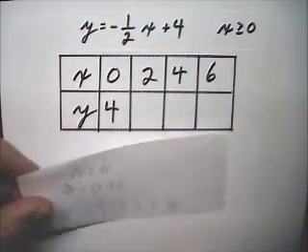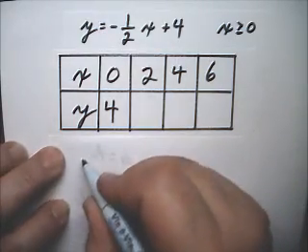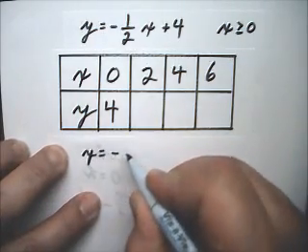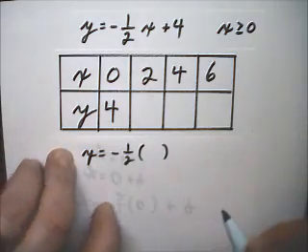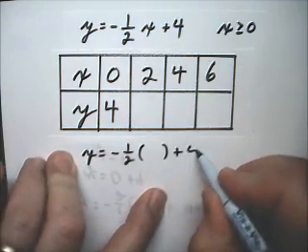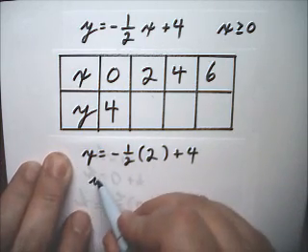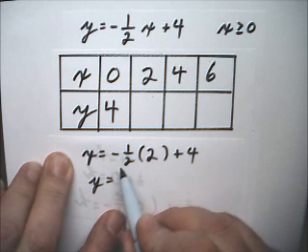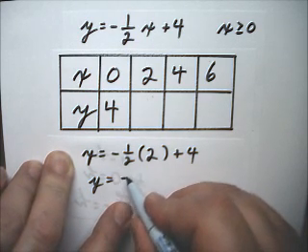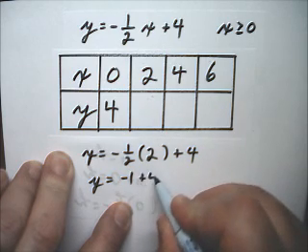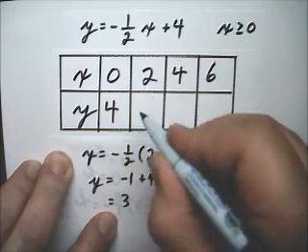Next, I'm going to put in x equals 2. Getting this ready again, it's y equals negative 1/2 and empty parentheses plus 4. Now I put in my 2. So I end up with y equals negative 1/2 times 2. That's negative 1 plus 4, and negative 1 plus 4 is positive 3.